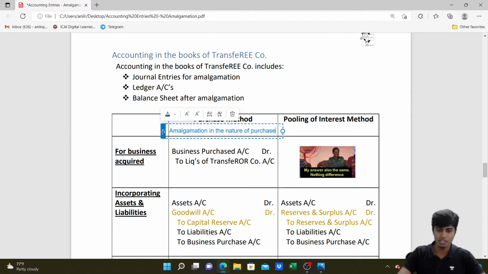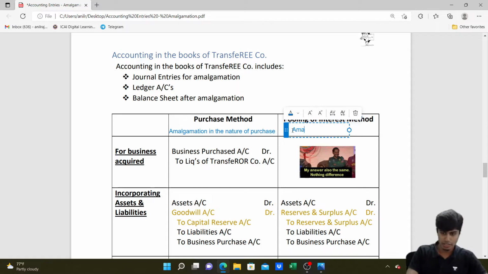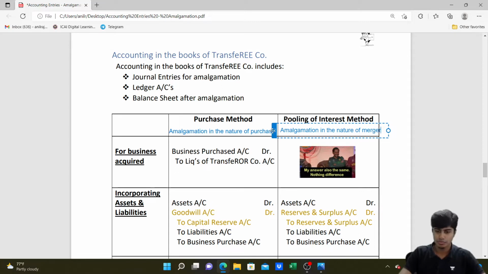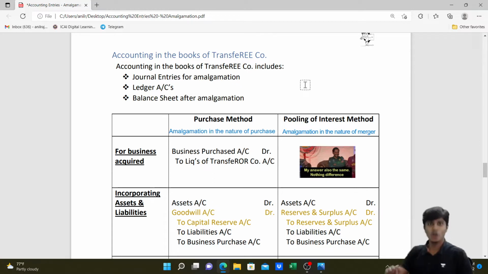When it is amalgamation in the nature of purchase, we do purchase method. And when it is amalgamation in the nature of merger, we follow pooling of interest method. And I hope you remember how to decide whether it is purchase or pooling. We do it based on the 5 conditions. If you've forgotten it, go back to watch part 1 to understand what it is.